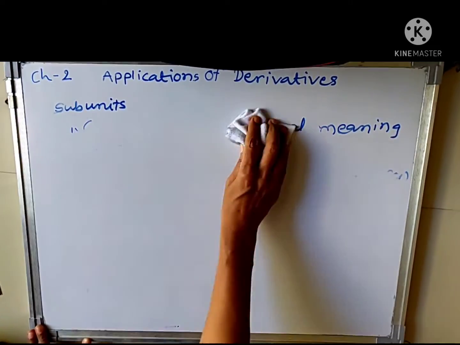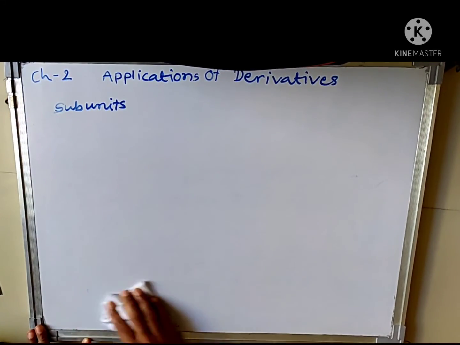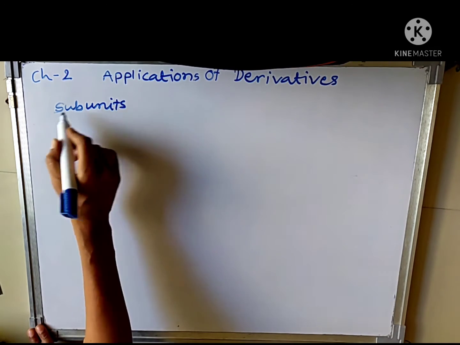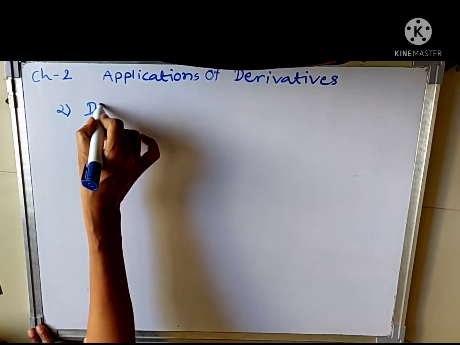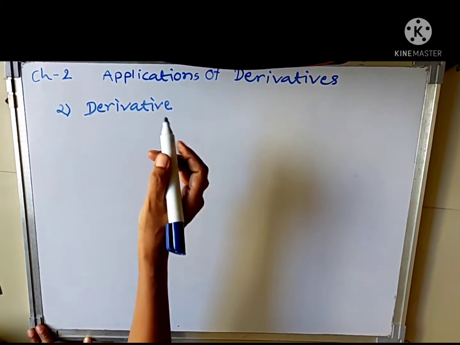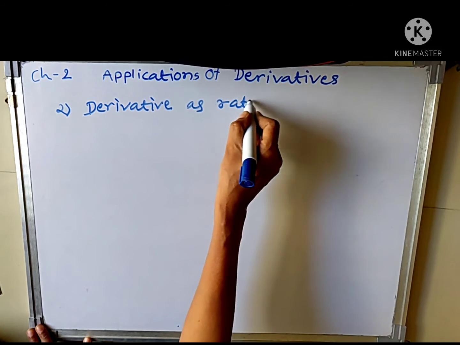Now, what we have to find out in the first application: you have to find out the equation of tangent as well as the equation of a normal to the given curve. Then the second application, second unit, is derivative as a rate measure.